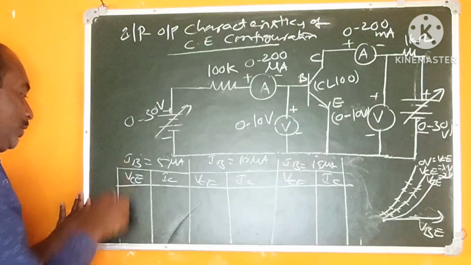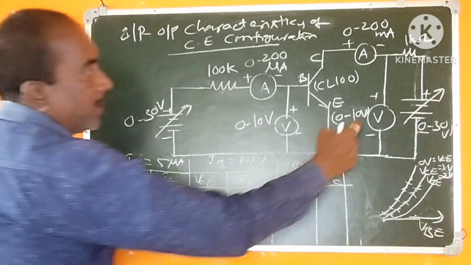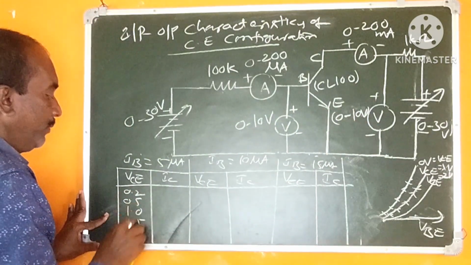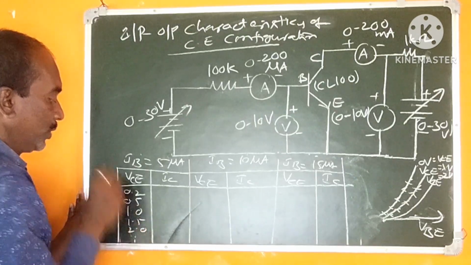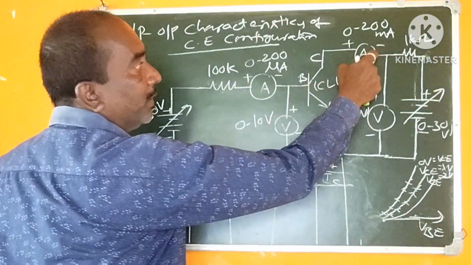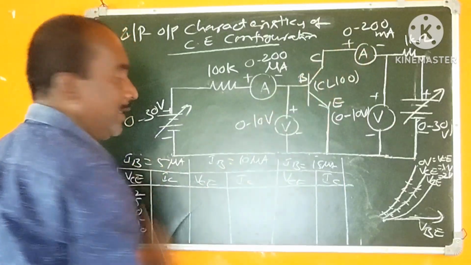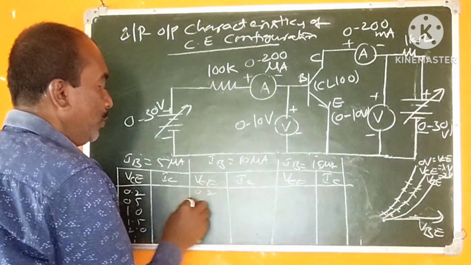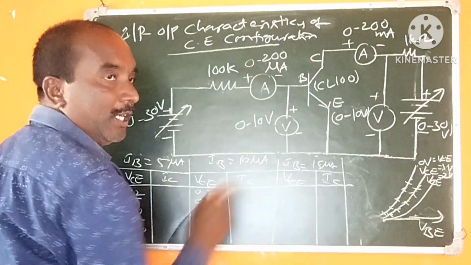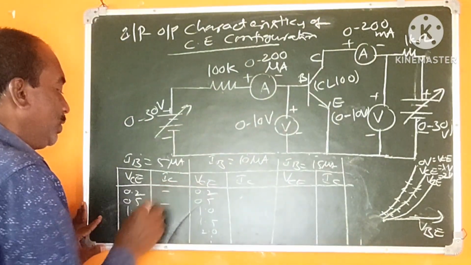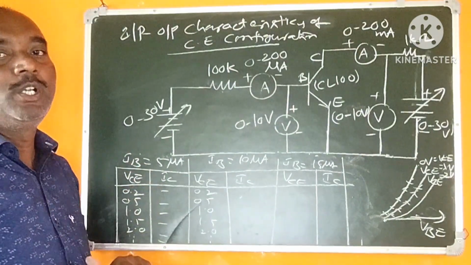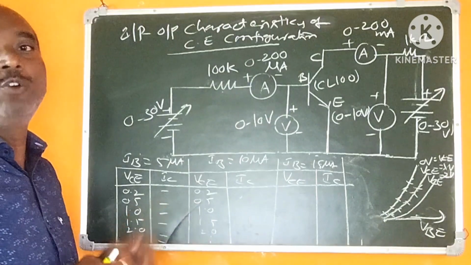To note this, let us take this maybe at 0 volts because it is varying from 0 to 10 volts. It may be at 0.5 volts, 1.5 volts, 2 volts, 2.5 volts, 3 volts, and so on, up to 10 or 8 volts. Correspondingly, you can note down the readings of this ammeter, the IC reading. And similarly, also for 0.2 volts, 0.5 volts, 1 volt, 1.5 volts, 2 volts and so on. After noting all the points, we can draw the graph of the output characteristics.